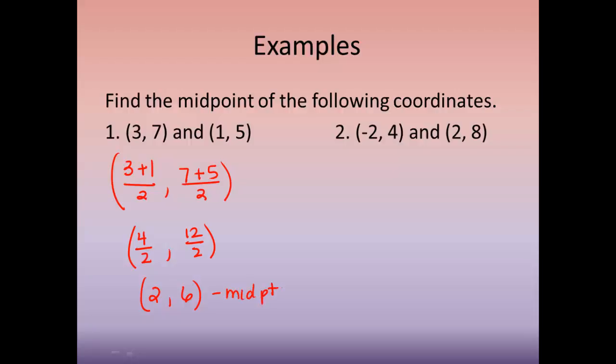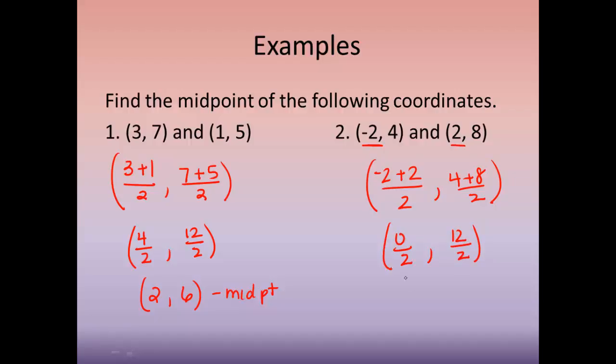Let's try the next one. The x's are -2 and +2 divided by 2. And the y's are 4 + 8 divided by 2. And then I get 0 divided by 2 and 12 divided by 2, which gives us 0, because 0 divided by anything is 0, and 6. So (0, 6) is our midpoint.